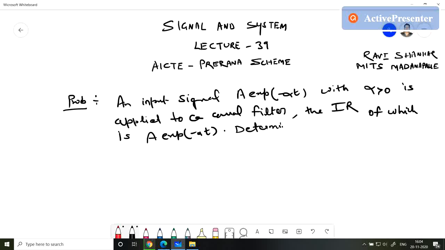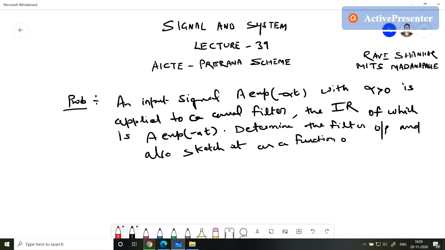Determine the filter output and also sketch it as a function of time, and label the important points. So let us discuss this problem.